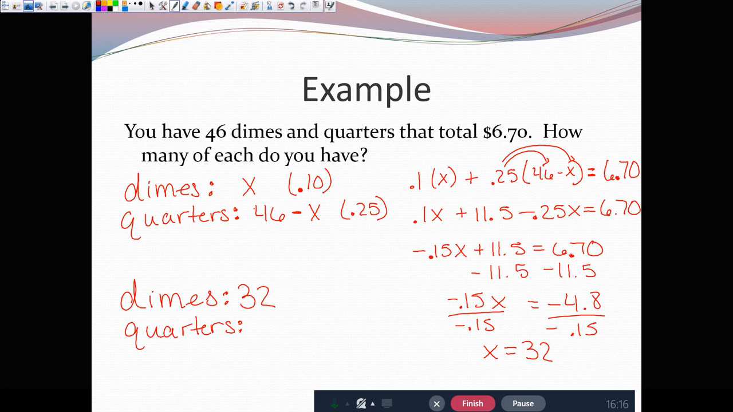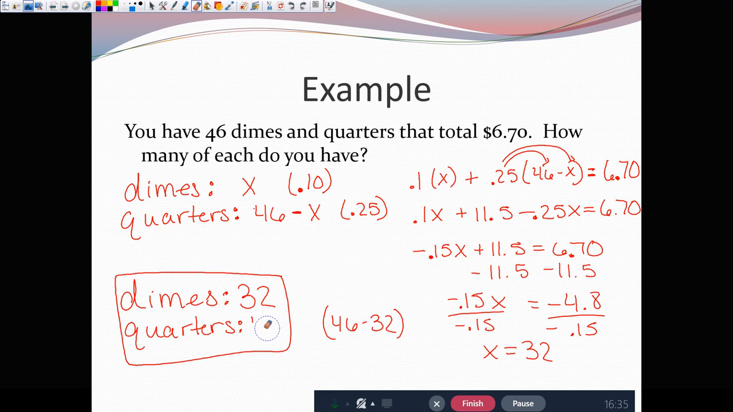What am I doing? My x equals 46 minus 32. What is 46 minus 32? 15. No, 14. 14. So I have 32 dimes and 14 quarters. Okay?